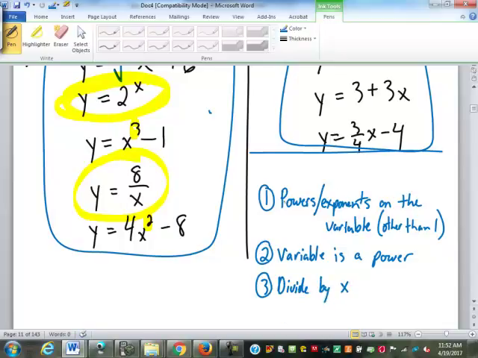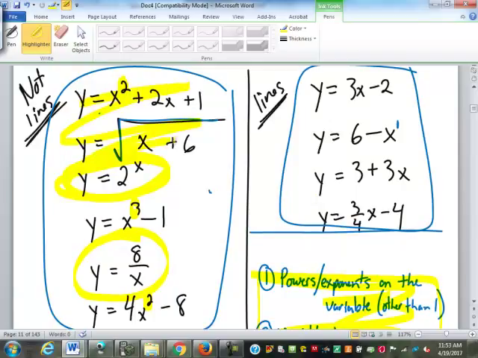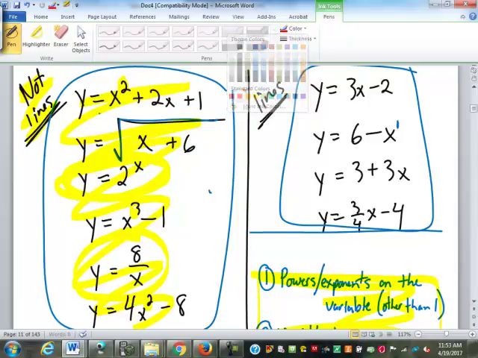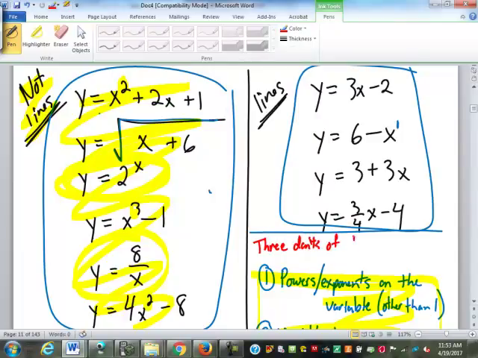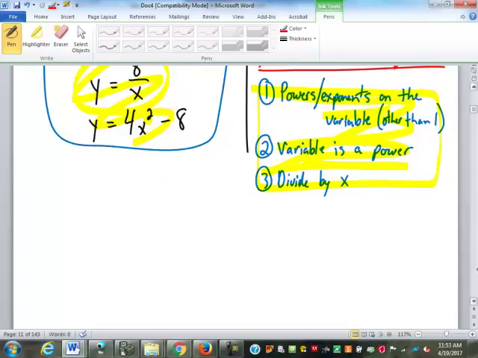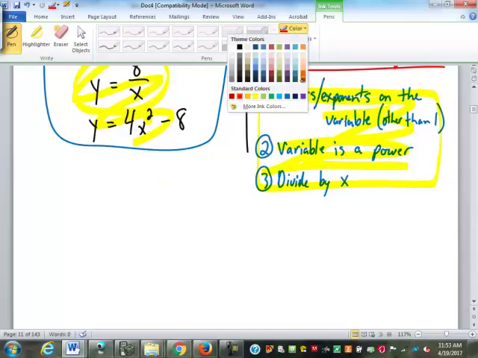So these three things that I just listed here are all three things that happened in these equations that made them not be lines. And those are three things that I refer to as the three don'ts of linear equations. If an equation has any of those things, it will not be a line. It will not form a line on the graph. It will not be a linear equation. So with those in mind, let's take a look at some equations here.